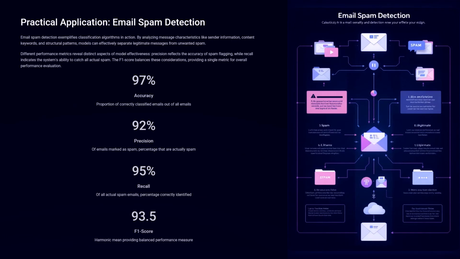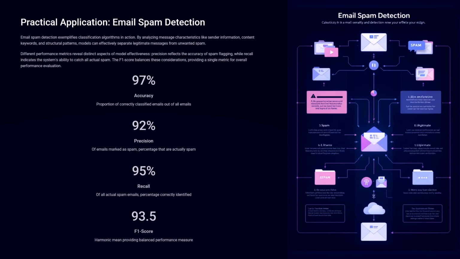Practical application, email spam detection. Email spam detection exemplifies classification algorithms in action. By analyzing message characteristics like sender information, content keywords, and structural patterns, models can effectively separate legitimate messages from unwanted spam. Different performance metrics reveal distinct aspects of model effectiveness.